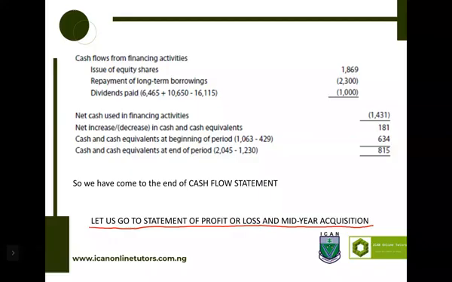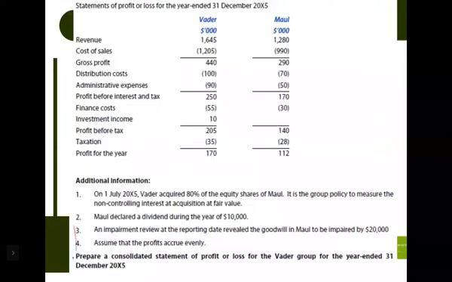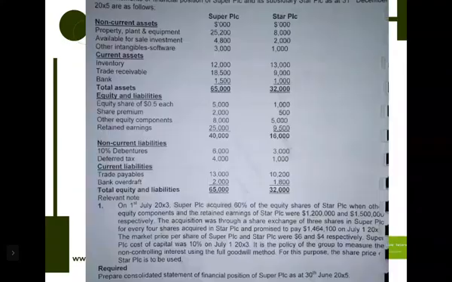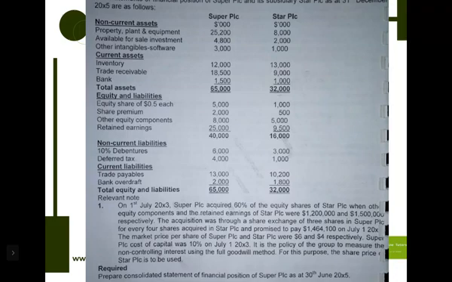In our last class, we looked at the various forms of consolidation. Having checked our IAS 7 statement of cash flow, from there we moved to statement of profit or loss and mid-year acquisition, where we looked at the various questions on mid-year acquisition, where we discussed the questions of Veda and Mau, as well as the P and S. Today, we shall continue with other forms of acquisition, which will lead us to everything we ever wanted. And we also introduce ourselves to ratio analysis.